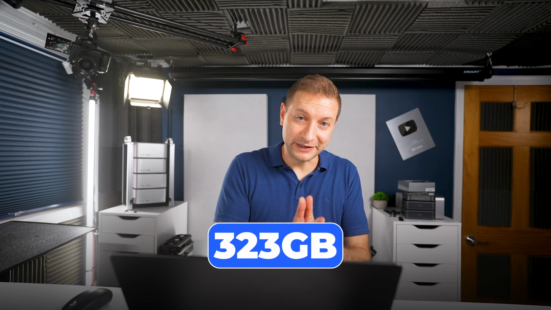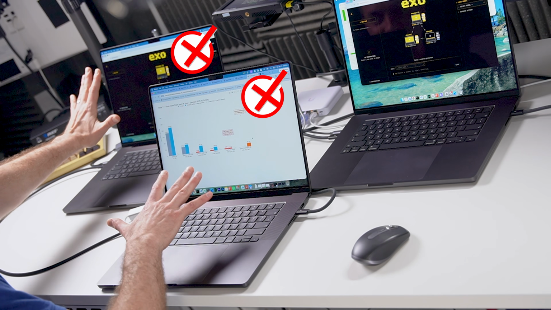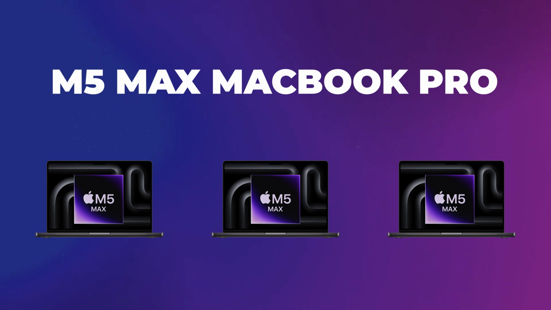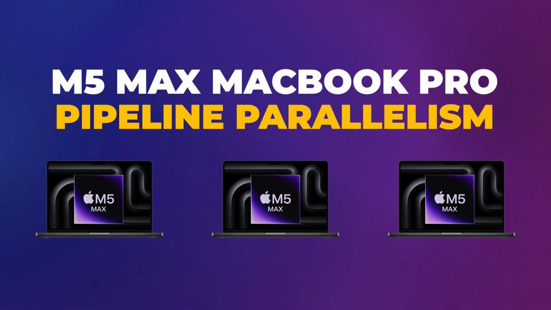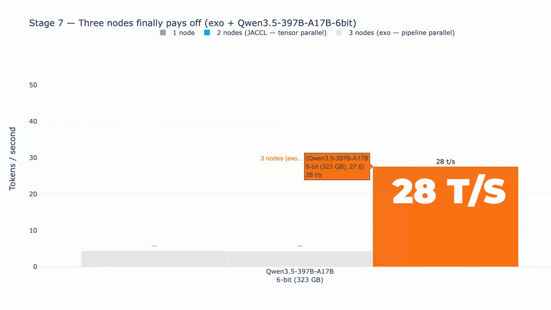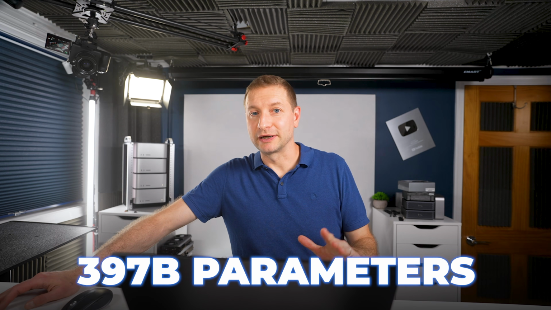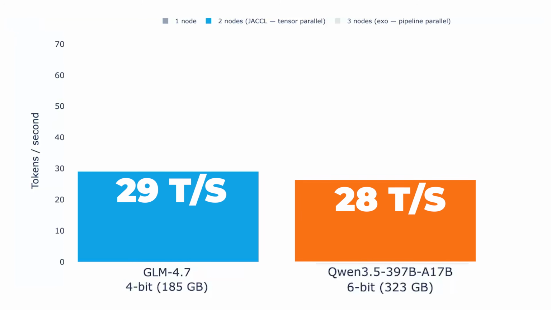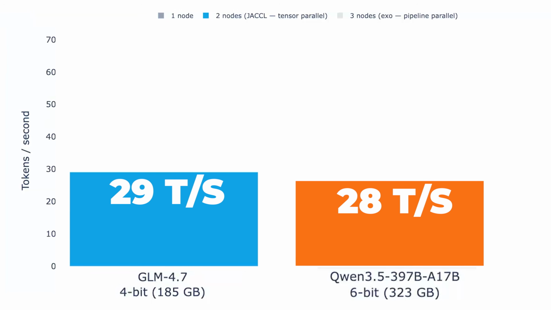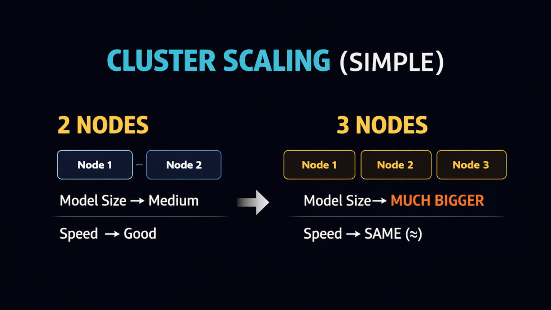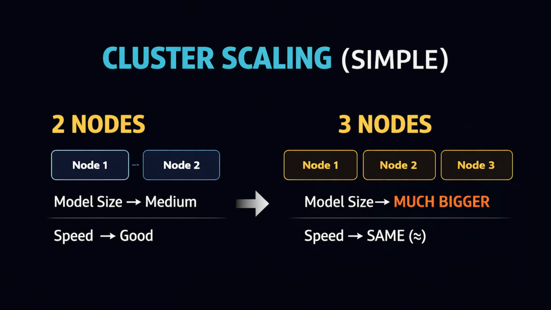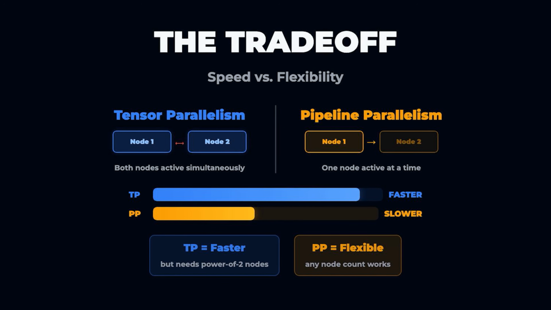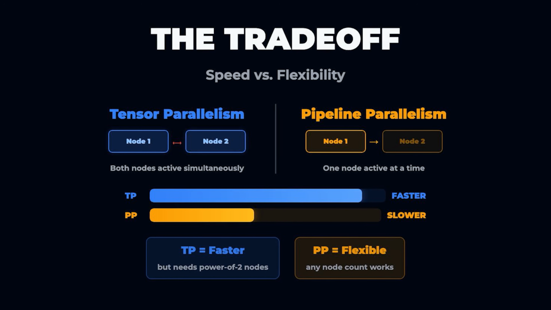Now, 323 gigabytes doesn't fit on one machine, doesn't fit on 2 machines. That's beyond the 256 gig pool we already established. But across 3 M5 Max MacBook Pros with pipeline parallelism, I got 28 tokens per second. That's not a benchmark stunt. That's a working 397 billion parameter mixture of experts running on 3 laptops sitting on my desk. And this is about the same tokens per second, roughly, that I was getting with GLM 4.7 on 2 nodes, which means going from 2 nodes to 3 nodes basically doubles the model size you can run at the same speed. In other words, tensor parallelism is much faster than pipeline parallelism. It's a real defensible trade-off though.